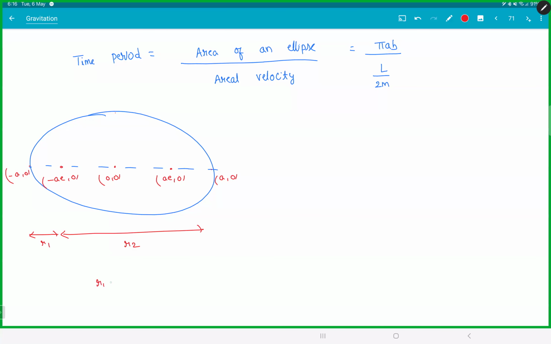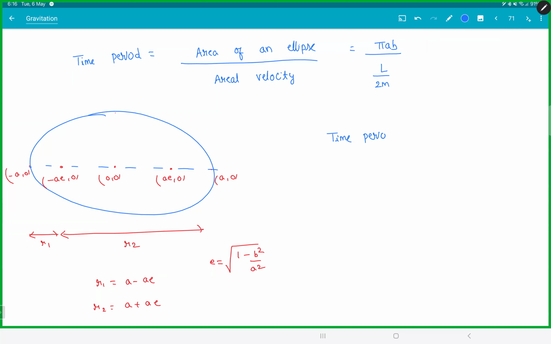So from here you can clearly see R1 will be A minus AE, and R2 will be A plus AE. We also know the eccentricity formula: E is equal to root over 1 minus B square by A square. So take all these values, substitute them there and try to solve, then you'll end up.